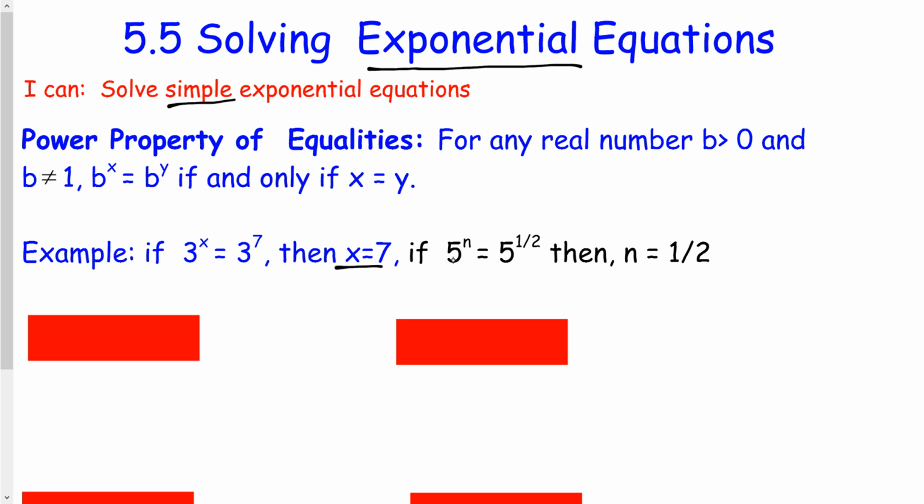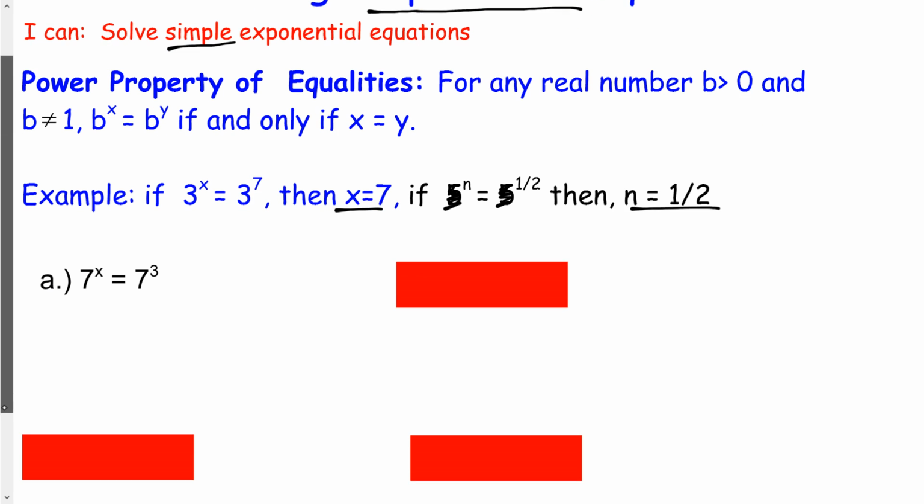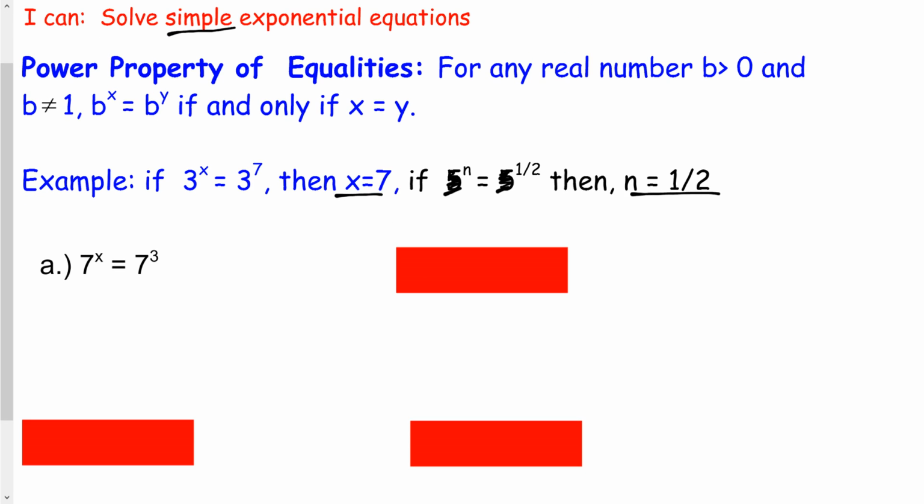Same thing over here. If I have 5 to the power of n equals 5 to the power of 1/2, because my bases are the same, I can ignore them. And what's left? n equals 1/2. Let's look at some other examples. Why don't you try this one? Pause the video and see if you can solve for x here.